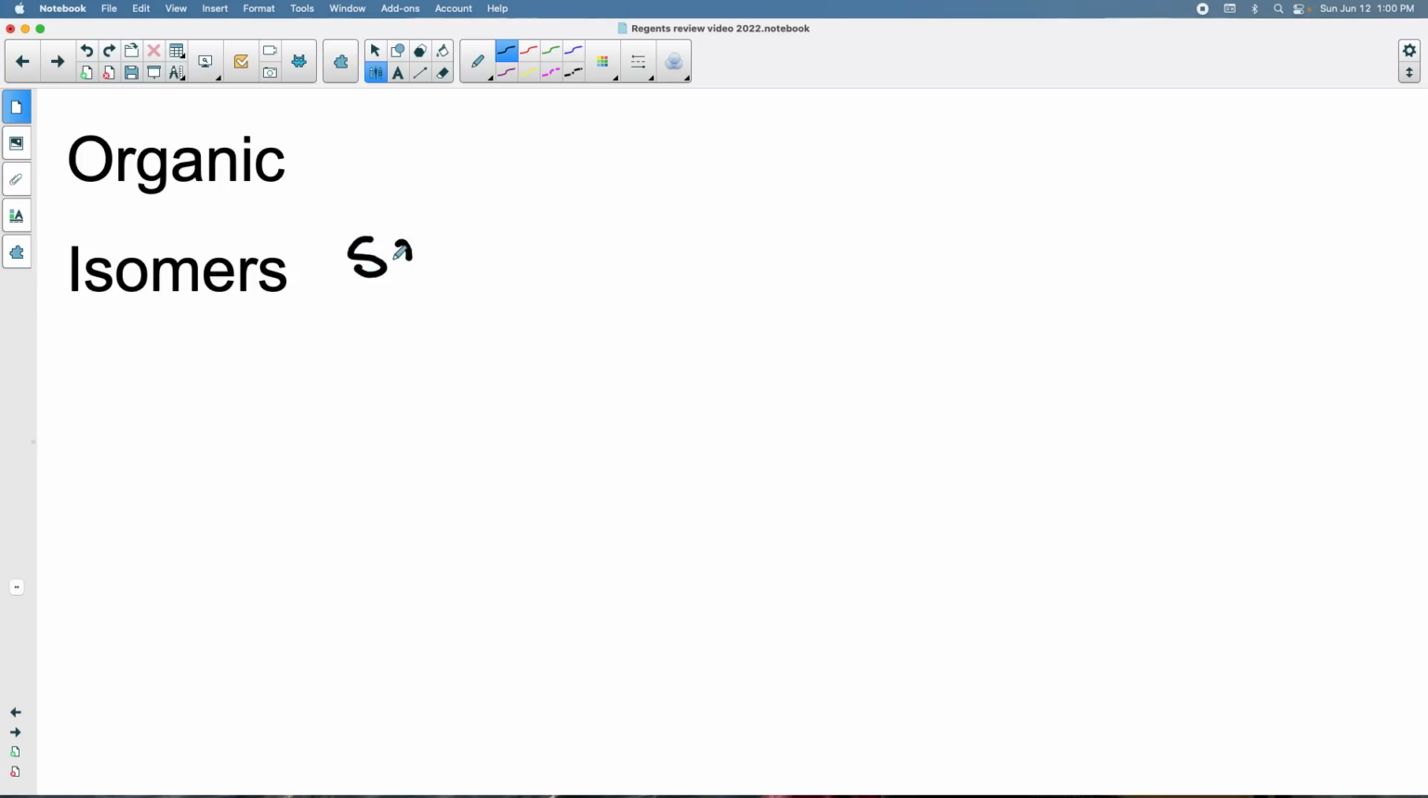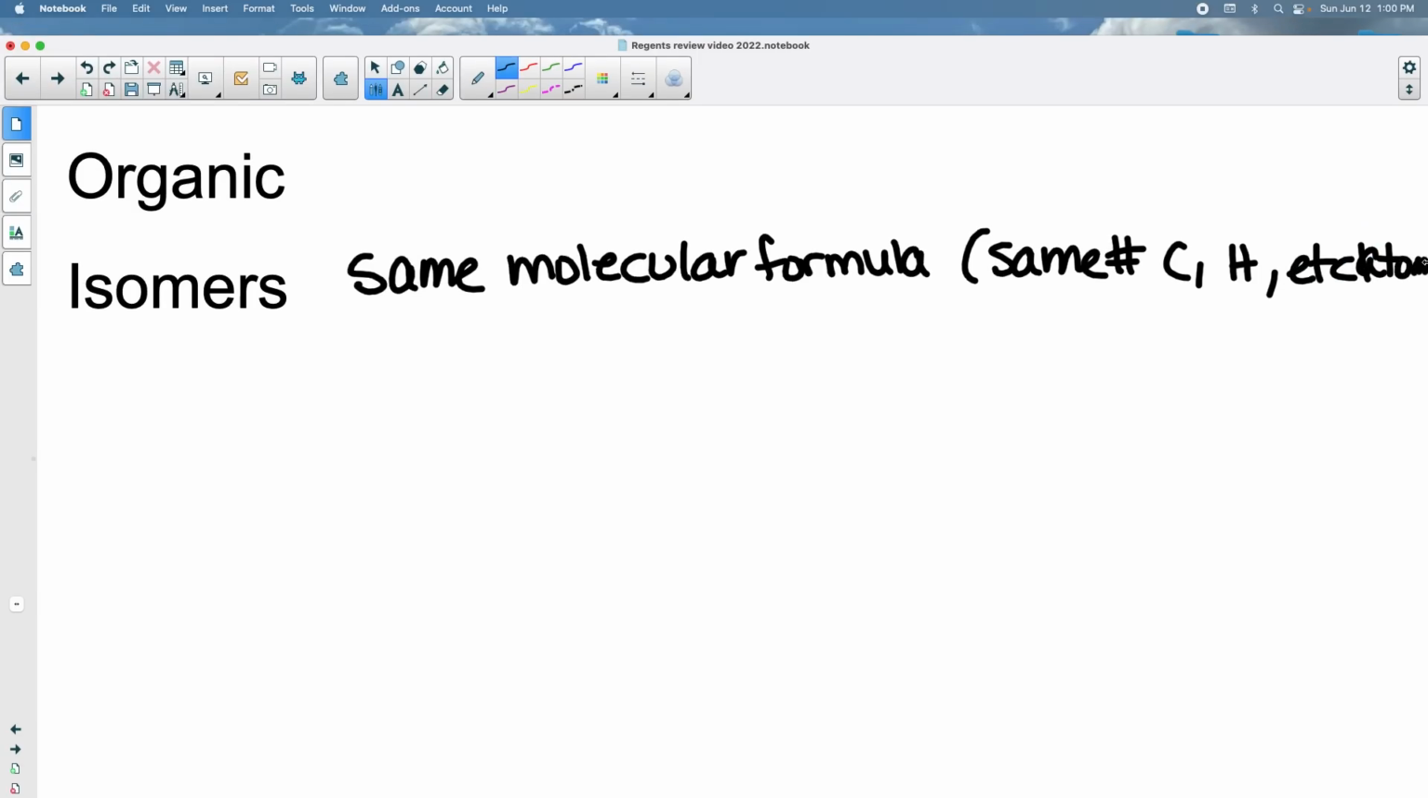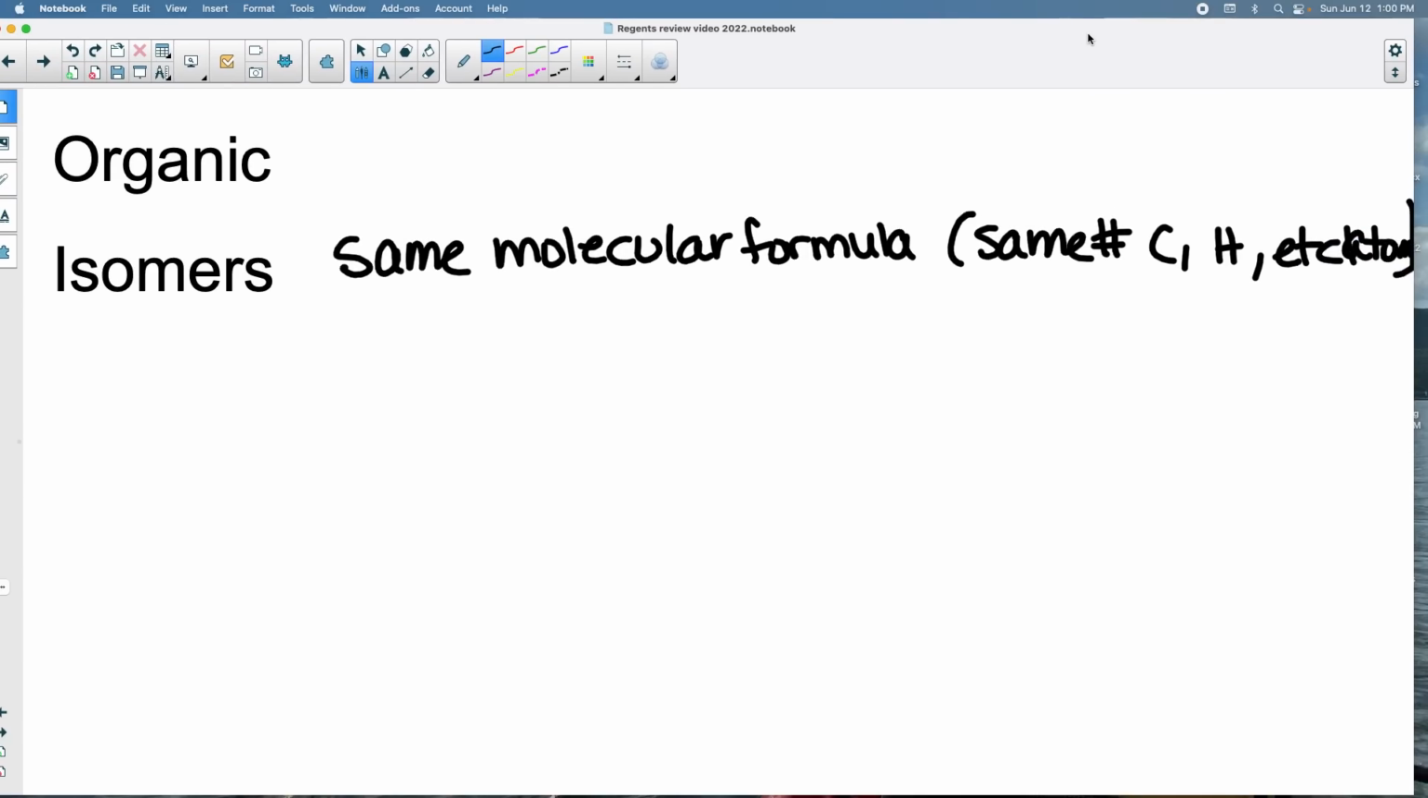Isomers have the same molecular formula. So they have the same numbers of C, H, etc. atoms, but they have different structural formulas.